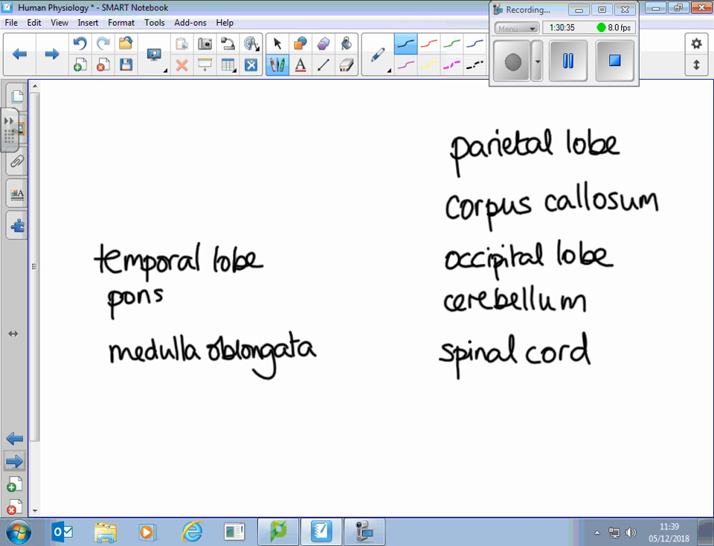Followed by pituitary. And we haven't got the hypothalamus on this one, which is pituitary. And at the top, frontal lobe. Right.